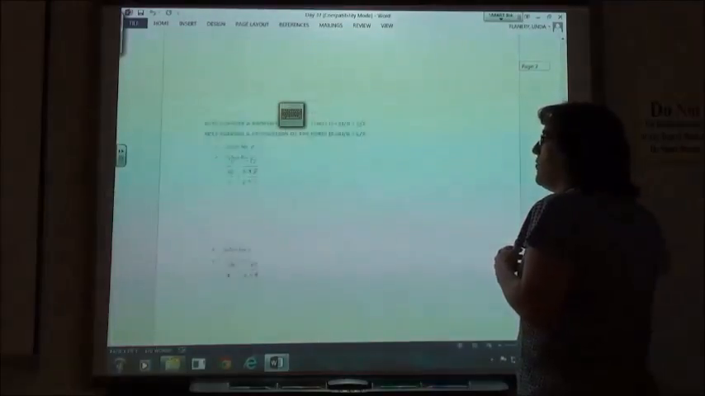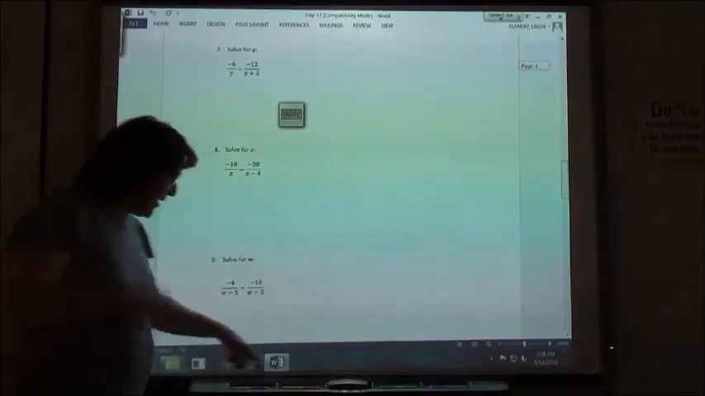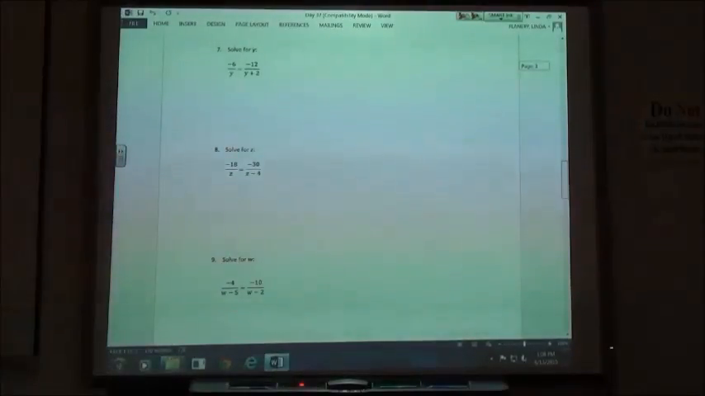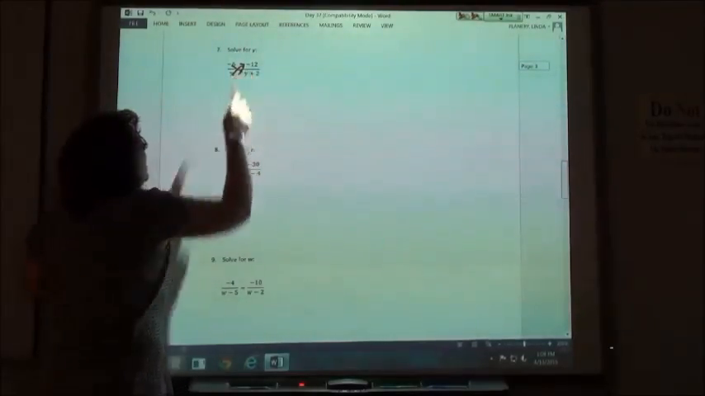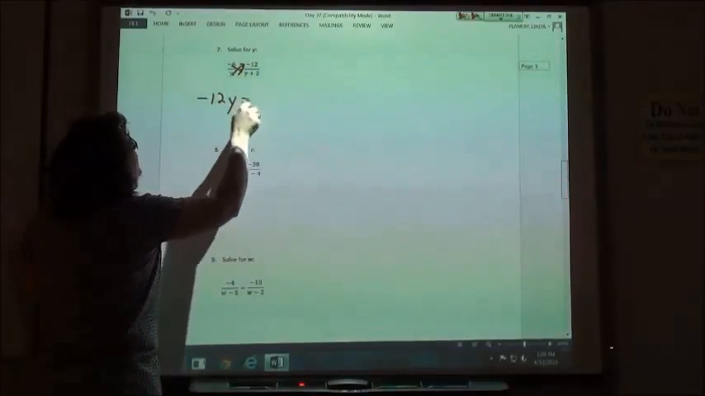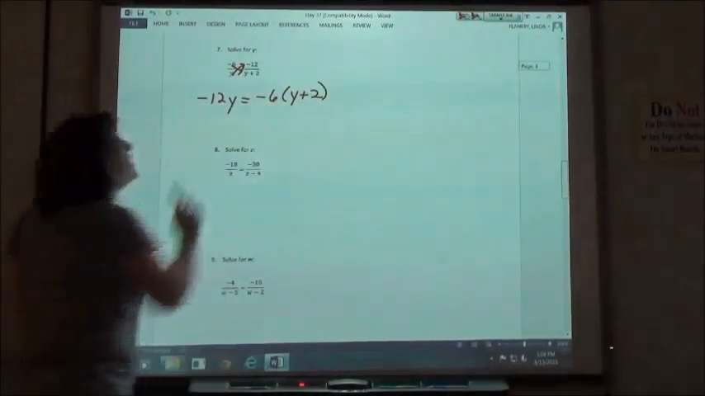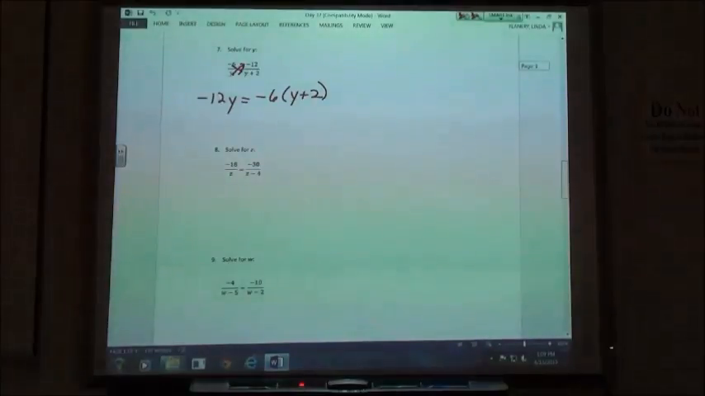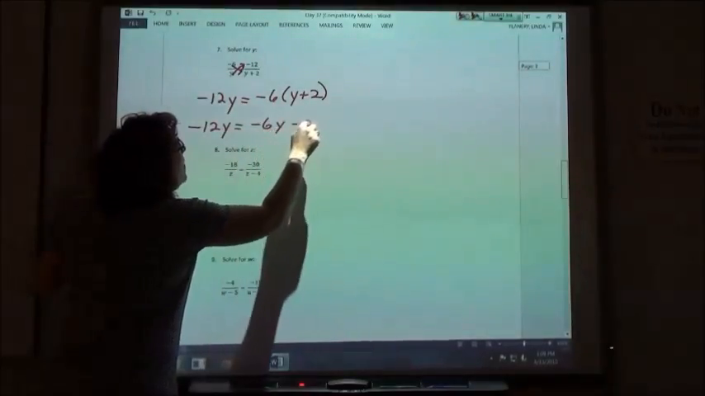We are doing is solving a proportion. This proportion is a little more complicated than the proportions that we did on the previous couple pages, but when you solve a proportion, you always cross multiply. So I'm going to take that times that, that times that. Y times negative 12 would be negative 12y, and then I'm going to do the negative 6 times the y plus 2. So I'm going to end up using my distributive property there because I have to take the negative 6 times both of those terms. So negative 12y is going to equal negative 6y minus 12.